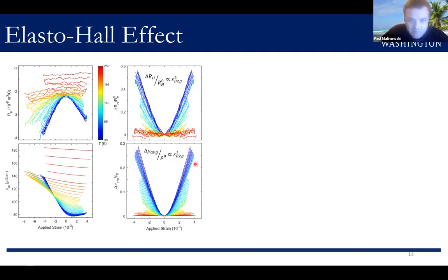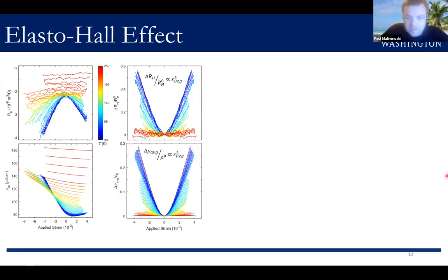So what you see here is that both of these isotropic quantities have a response to strain that is dominated by a strongly temperature-dependent nonlinear response to the B2G strain. And notably, the Hall coefficient is actually even more sensitive than the resistivity, if you look at the numbers here.